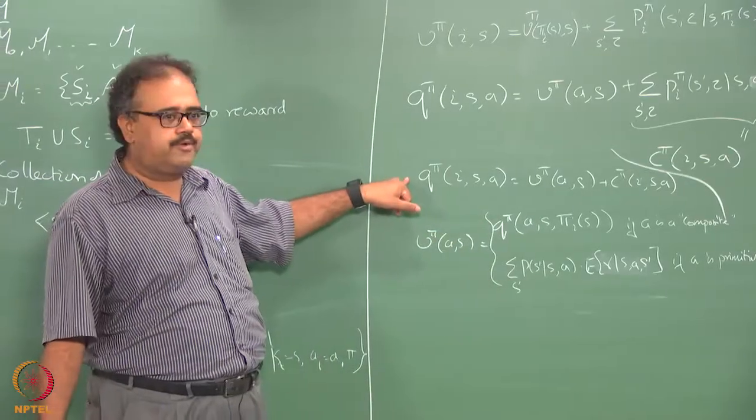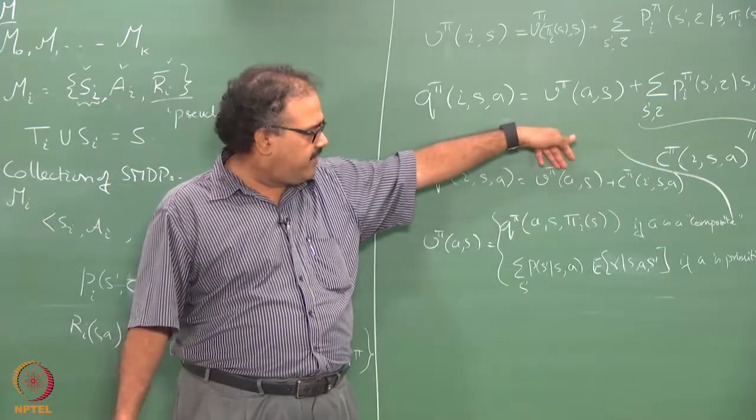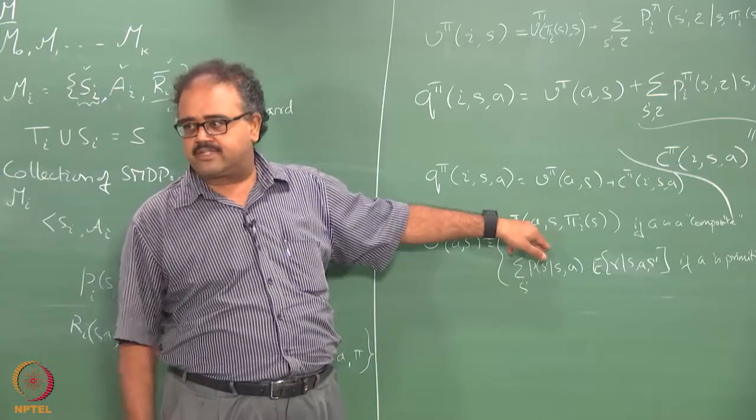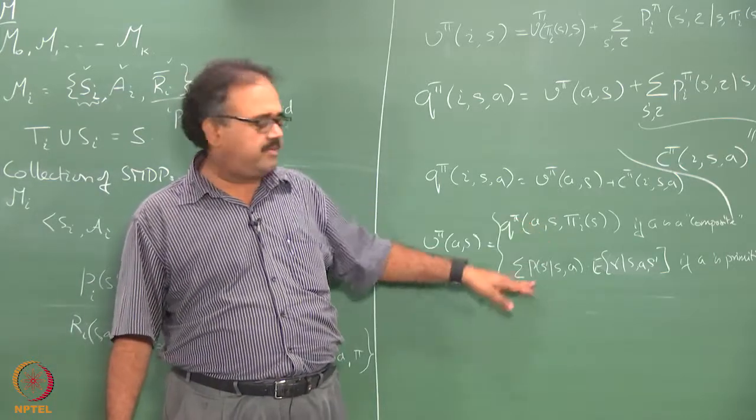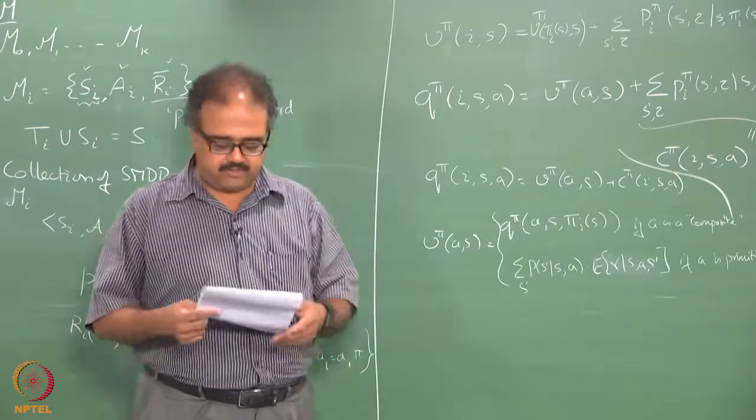I want to compute the Q, so I need the C. But for computing the V, if it is a composite action I go down and ask for the Q of the lower action. If it is a primitive action I return this. So it is some kind of a hierarchical thing.